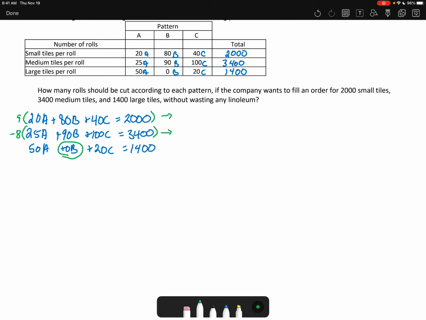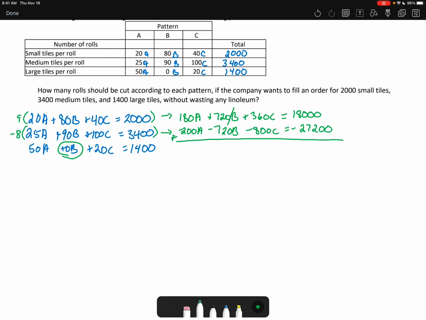Okay, so what that'll give me is 180A plus 720B plus 360C equals 18,000, and -200A minus 720B minus 800C equals -27,200. Add those 2 together and the B's will cancel. It will leave me with -20A minus 440C equals -9,200.